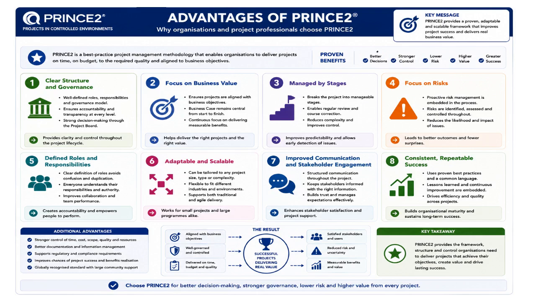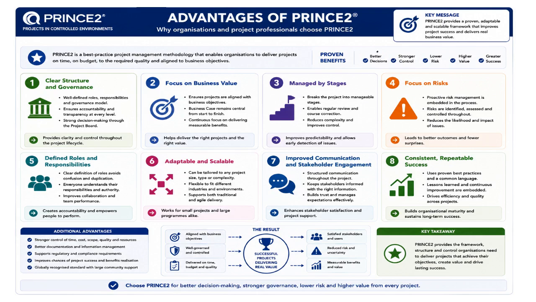The fourth advantage is focus on risks. PRINCE2 embeds proactive risk management throughout the entire project lifecycle. Risks are identified, assessed, monitored, controlled, and escalated when necessary. This helps reduce the likelihood and impact of problems before they become major issues. In complex projects such as digital transformation, healthcare, construction, or cybersecurity programs, this structured risk management approach is extremely valuable.